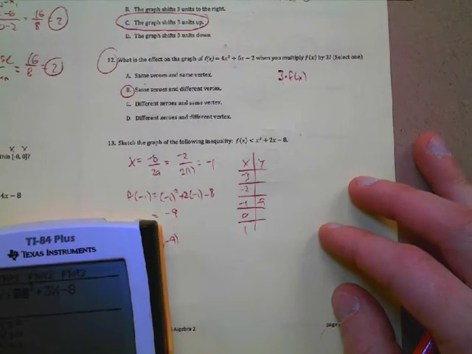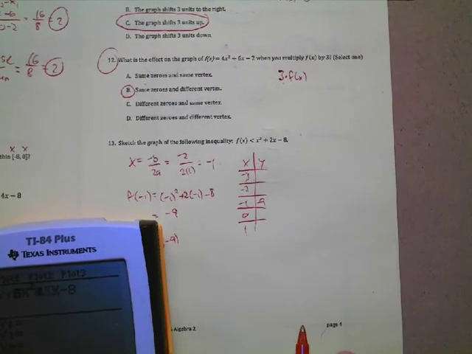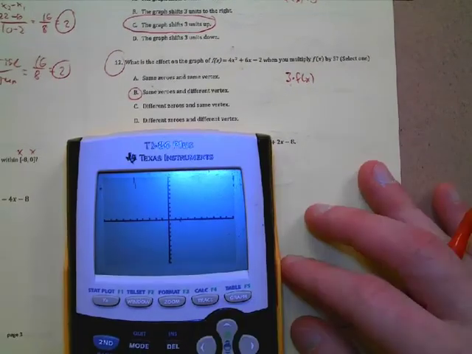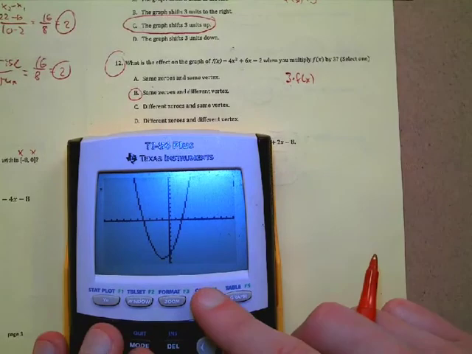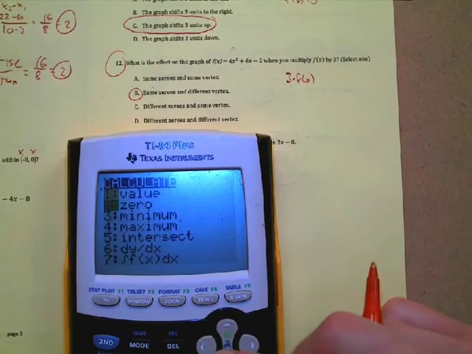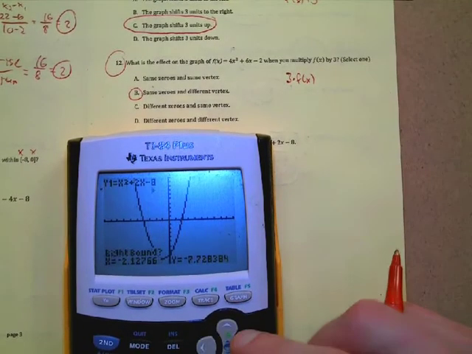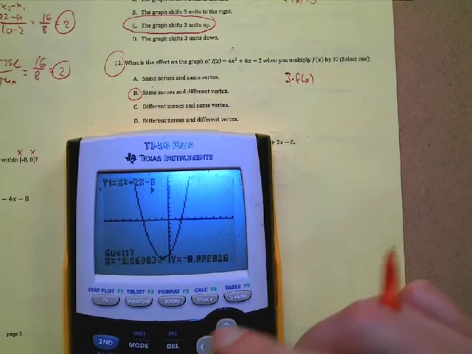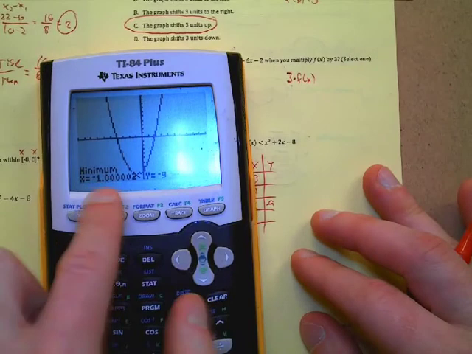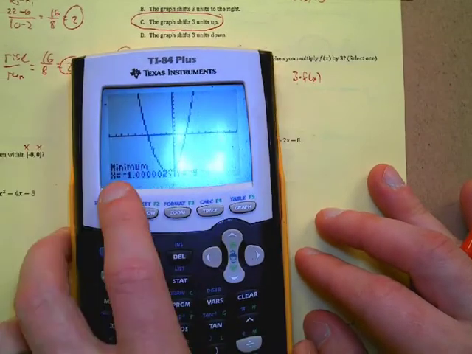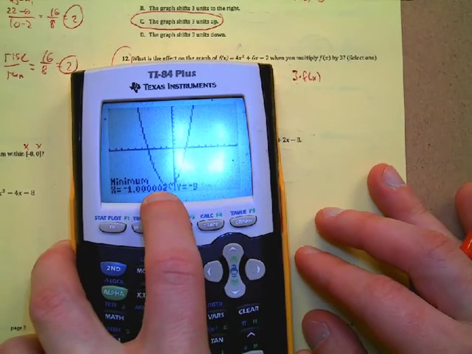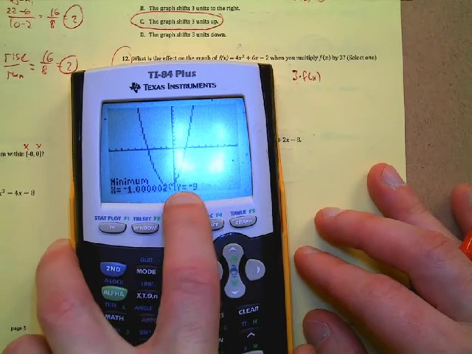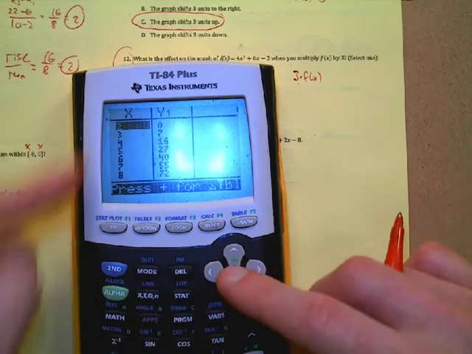Did I mistype something? X squared. Oh, plus, I did 3x. I was going to say, I did not get the same thing that I calculated. There we go. Okay. So anyway, second trace, minimum, go to left of the minimum, hit enter, right of the minimum, hit enter, and then in the minimum, hit enter. So there it is. -1, -9. Again, there's a slight miscalculation there, the rounding error on the calculator's part. It should be -1, -9.